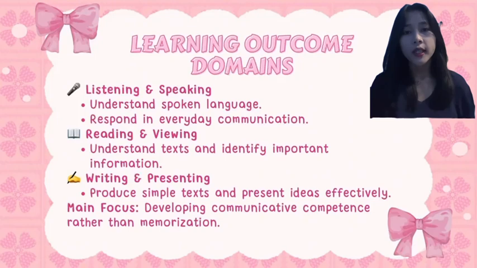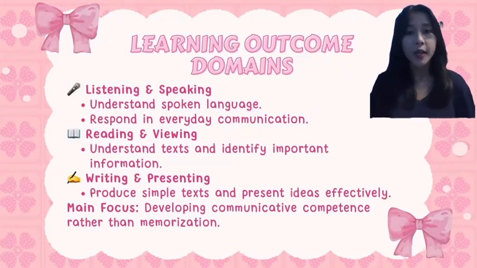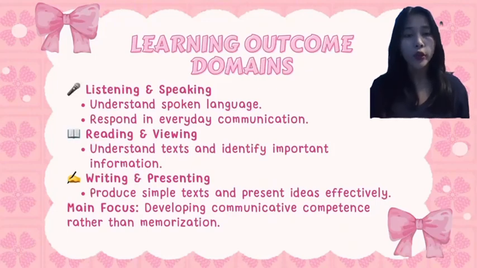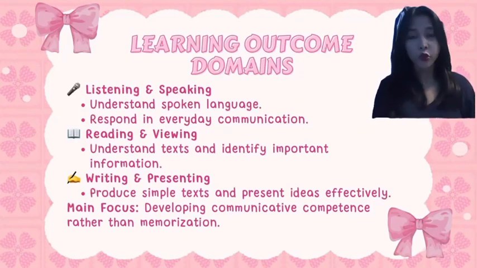The second domain is reading and viewing. Students should be able to identify main ideas, find detailed information, and understand the purpose of various texts. The third domain is writing and presenting. Students are expected to write simple text and communicate their ideas clearly through presentation. These 3 domains show that the curriculum focuses on developing communicative competence. Students are encouraged to use English actively rather than simply memorizing language rules.